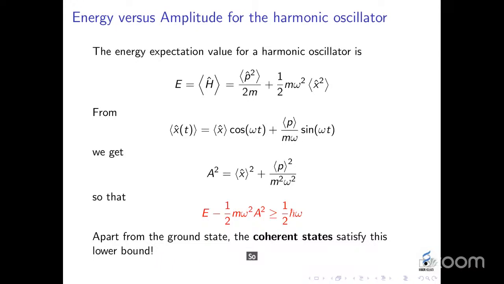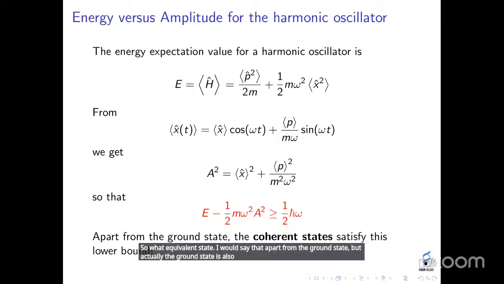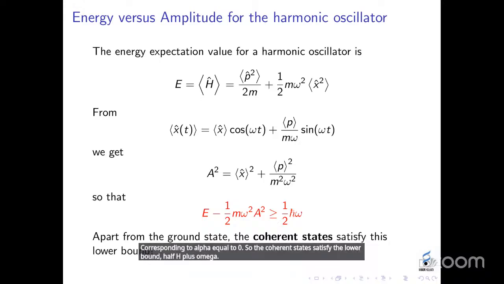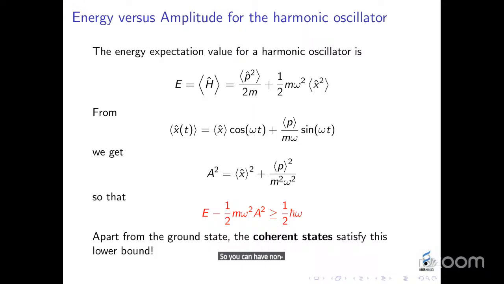So for a coherent state, I've said apart from the ground state, but actually the ground state is also a coherent state corresponding to alpha equal to 0. So the coherent states satisfy the lower bound, half h cross omega. So you can have non-trivially oscillating systems, which will actually give you exactly the lowest possible gap between energy and the classical energy from the amplitude.